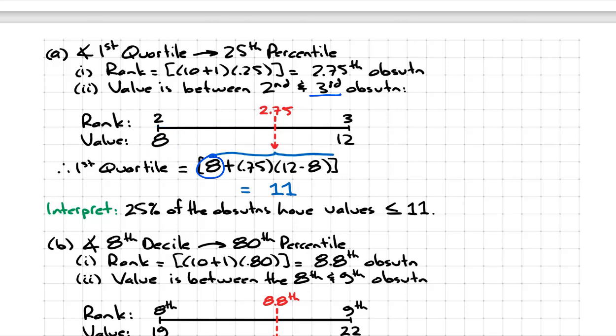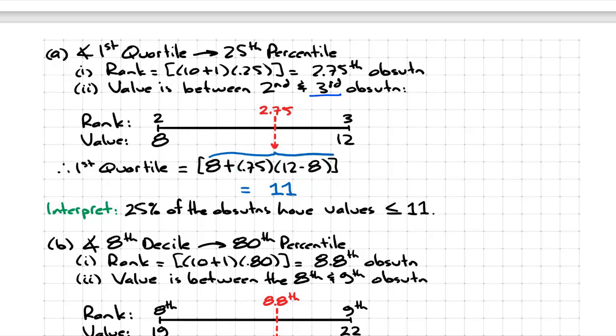The total line segment itself goes from 2 to 3. That's a whole unit, but we just need to go in 0.75. That's where you get this. And then the next question is, what's the value of that entire unit? Well, we're going from 8 to 12, so the value of that segment is 4.